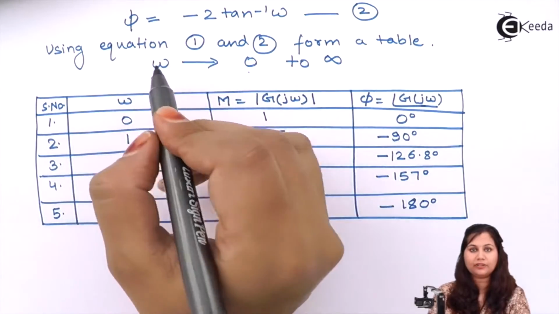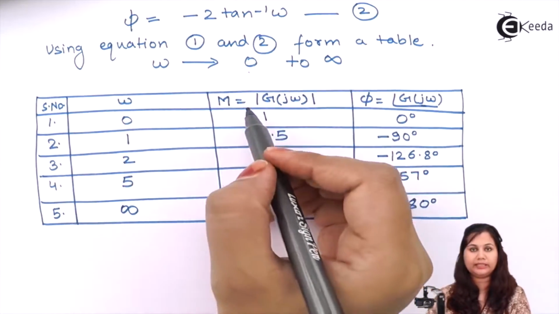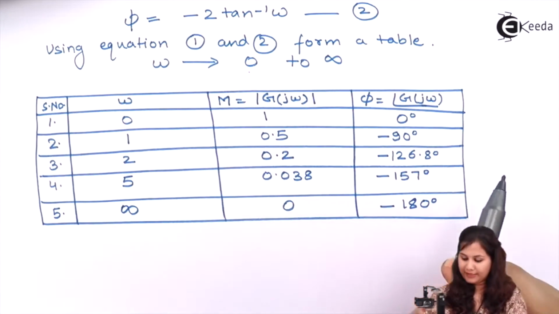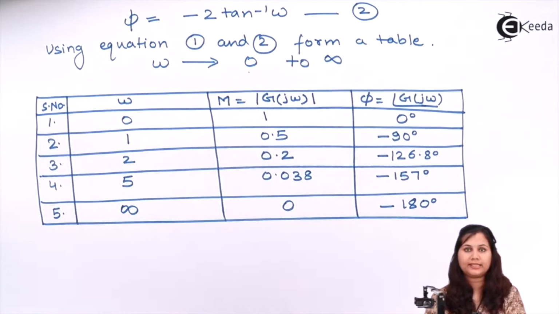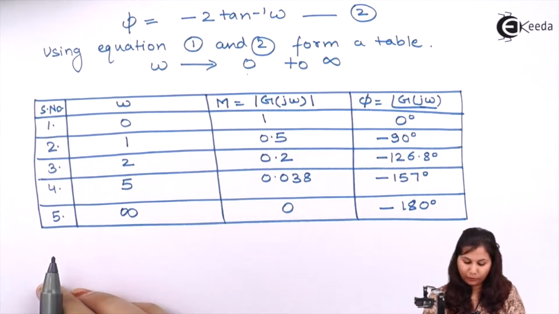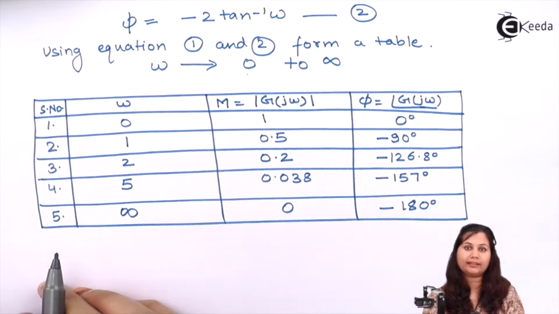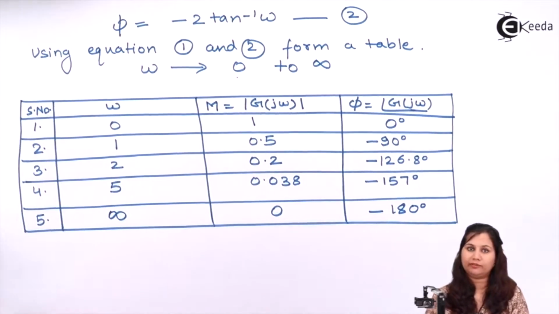So for various values of omega from 0 to infinity, we have calculated the magnitude and the phase angle. Now our next step will be to plot these values on the polar coordinates. That is, we are going to plot the magnitude and the phase angle on the polar coordinates as omega varies from 0 to infinity. So let's plot the polar plot for this system.